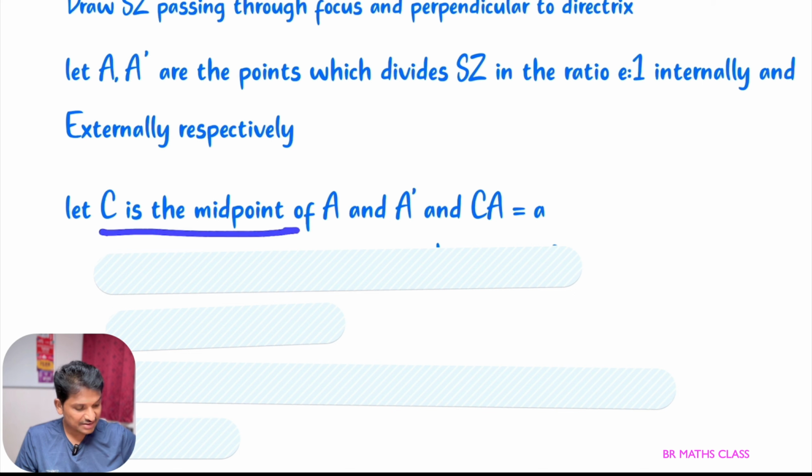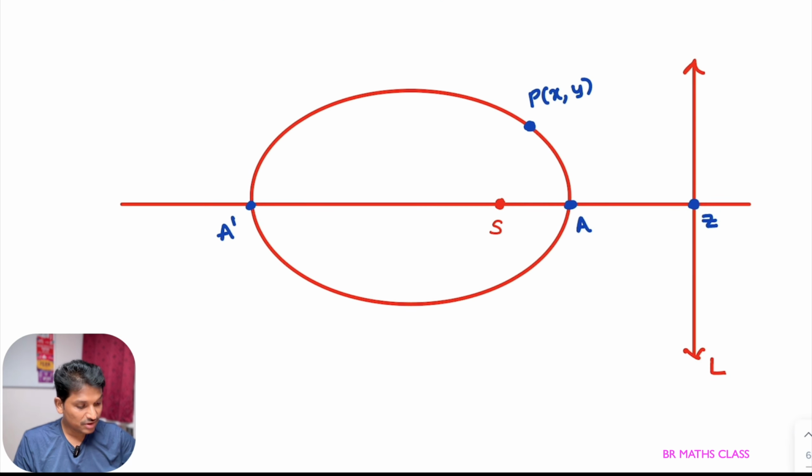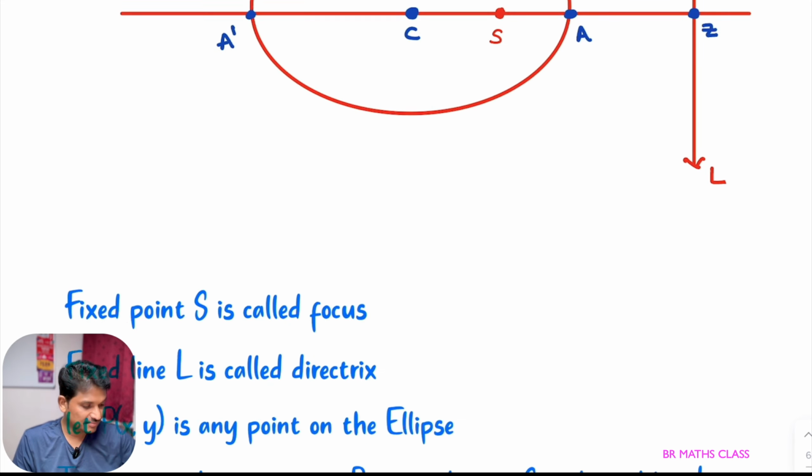Now see this. Let C be the midpoint of A and A dash. Actually, this is A dash. Let C be the midpoint of A dash and A, and CA equal to a. Where is the midpoint here? Somewhere here you will get C, the midpoint of A dash and A, and I take this CA as a. This length CA is a. Here C is called the center of the ellipse. That also we'll discuss.